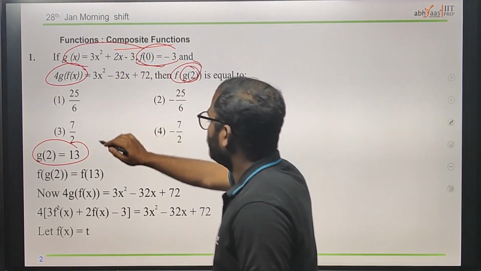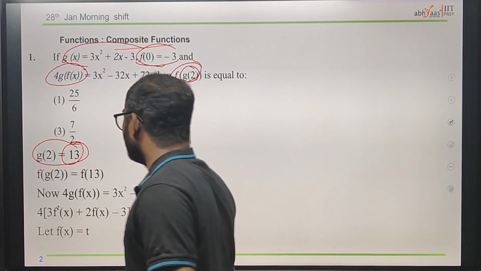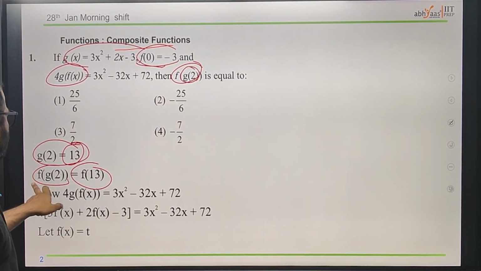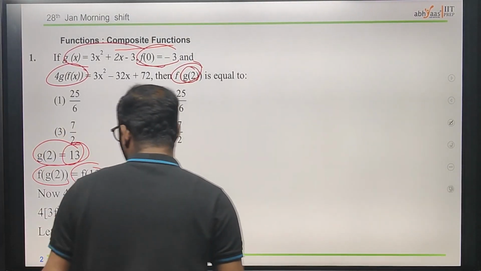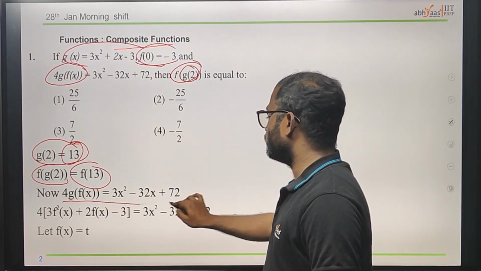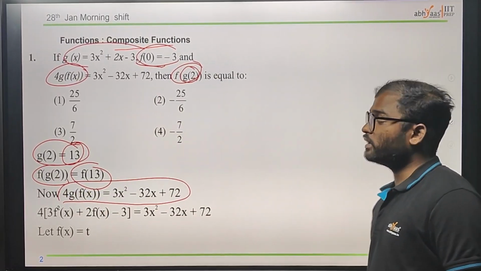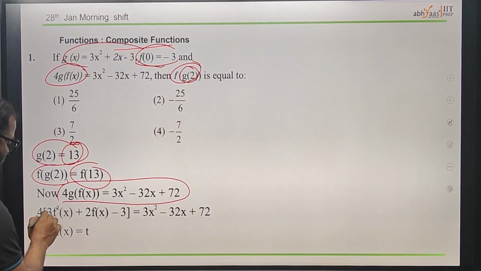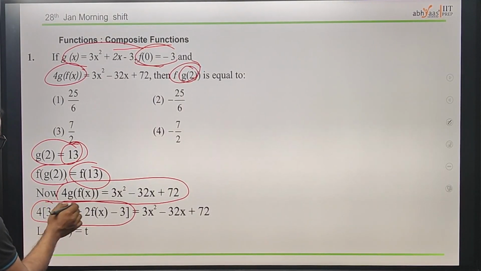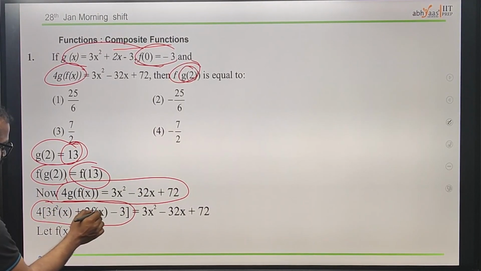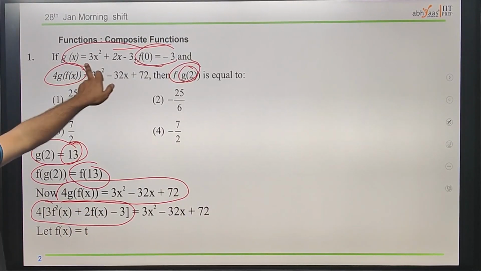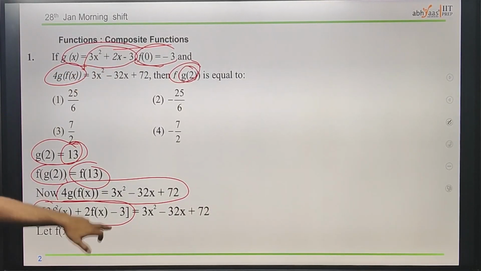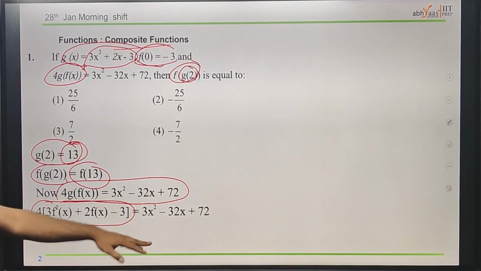If we find g of 2, we get 13, so f of g of 2 will be f of 13. Now take the function we have, f of g of f of x, and substitute f of x here: 3f square of x plus 2f of x minus 3. Doing the simplification, this will be equal to 3x square minus 35x plus 72.